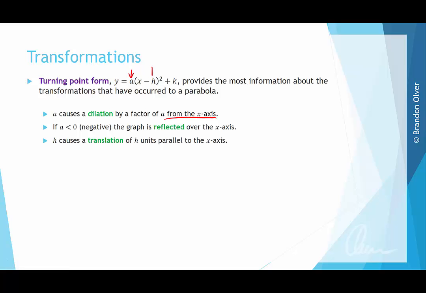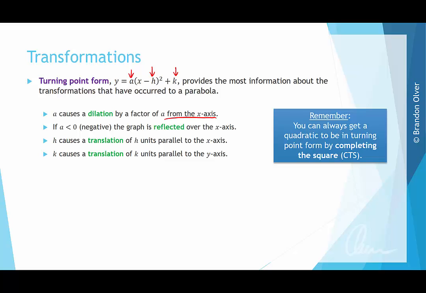The value of h here causes a translation of h units parallel to the x-axis, so that's left and right across the page, but we need to be really careful with the language we use when describing translations. k causes a translation of k units parallel to the y-axis, so that's that value there. And again, that's up and down the page, but we use the direction of the positive y-axis and negative y-axis to describe that translation. Remember, you can always get a quadratic to be in turning point form by completing the square on the general form of a quadratic. And there are other videos that you can look up to find out how to do that.